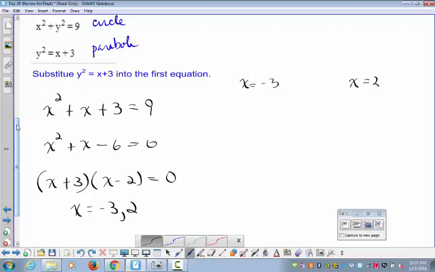And here's where nonlinear systems differ from linear systems. With a linear system, it doesn't matter. Plug it into either equation, you're good to go. No issue. With nonlinear, you have to plug it into the equation that generates the least number of solutions.